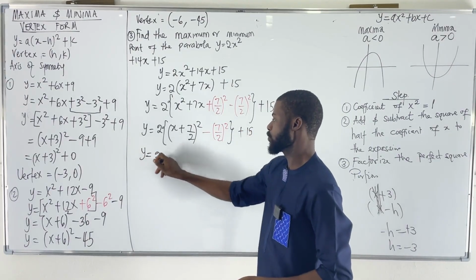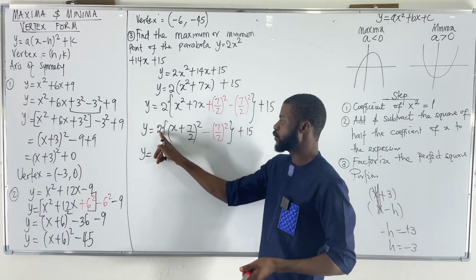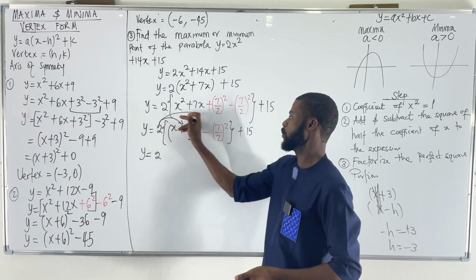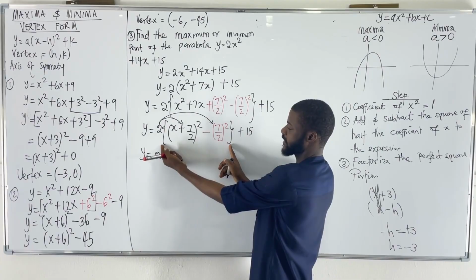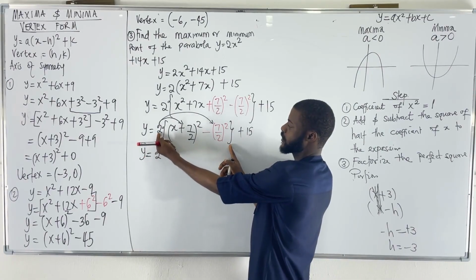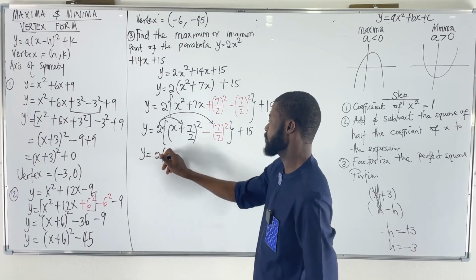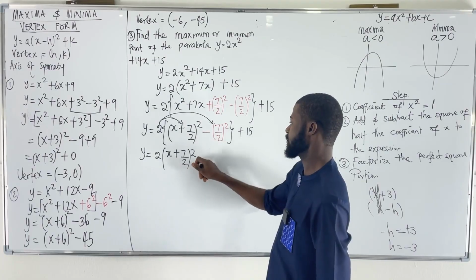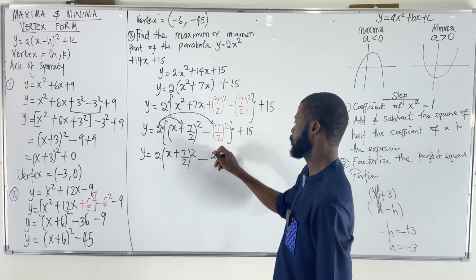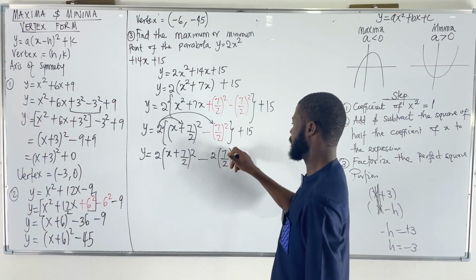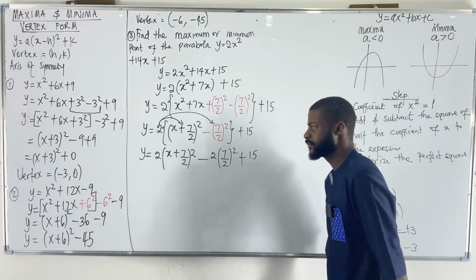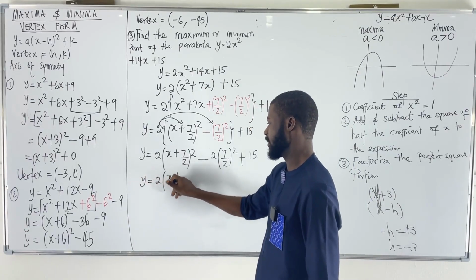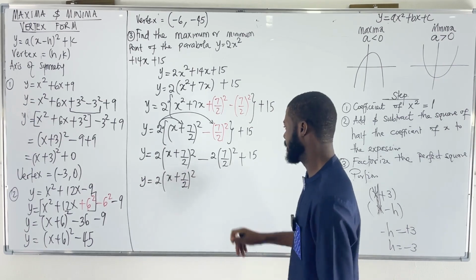So this is y equal to now. I need the 2 to multiply this. I'm opening a bracket here. So 2 will times this, and 2 would also times this, because they are all inside one bracket, all enclosed with the 2 outside. That's 2 into x plus 7 over 2 squared, then minus 2 into 7 over 2 all squared, and then plus 15. Beautiful. So this is y equal to 2 into x plus 7 over 2 squared minus 2.